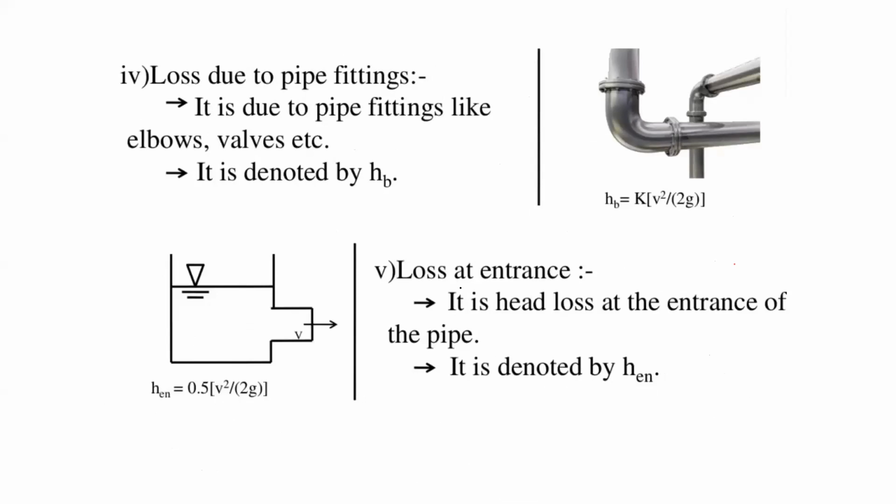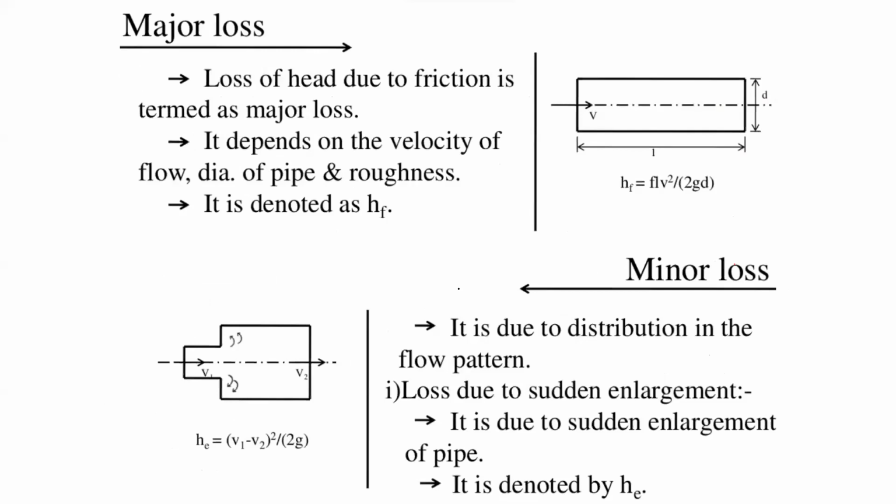Please start writing types of minor loss. First one is, it is due to distribution of the pipe flow. First one is due to sudden enlargement. Please write below: due to sudden enlargement.